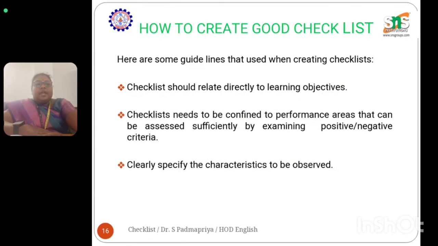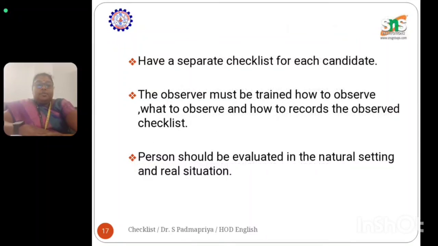So here are a few guidelines you can use to create checklists. It should relate directly to learning objectives. Checklists need to be confined to performance areas that can be assessed sufficiently. Clearly specify the characteristics to be observed. And for each and every one, it may vary, so you can create your own separate checklist.